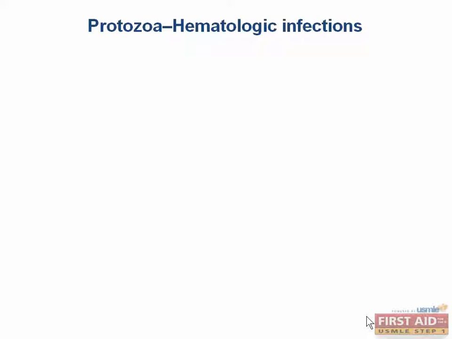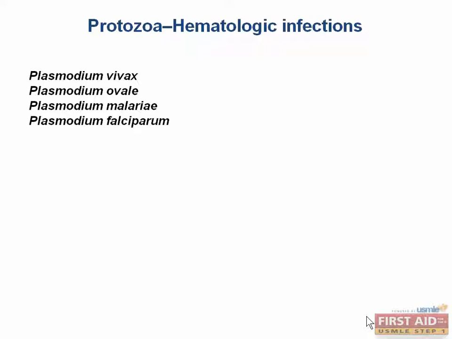Members of the Plasmodium genus, P. vivax, P. ovale, P. malariae, and P. falciparum, are the causes of malaria, a mosquito-borne infection, widespread in tropical regions such as Asia and Africa. Malaria is characterized by cyclic fevers, headache, anemia, and splenomegaly. How often the cyclic fever appears is often related to which Plasmodium species is involved.